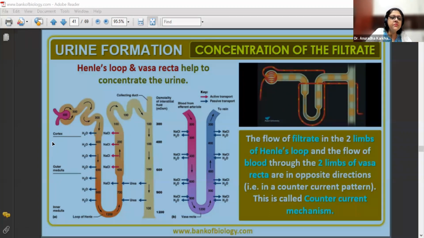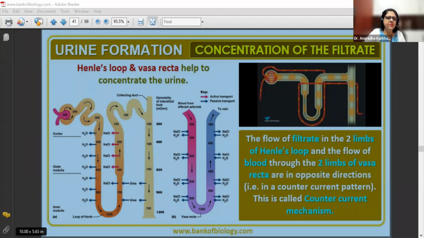Just see it. This is going to be the cortex of the kidney. This is the outer medullary region. This is the inner medullary region. We already know that the kidney is divided into the outer cortex and inner medulla, right? So what happens in the outer cortical area, what happens in the outer medullary area, and deep inside the medullary area, is what is being explained.